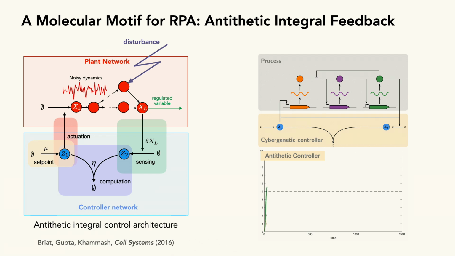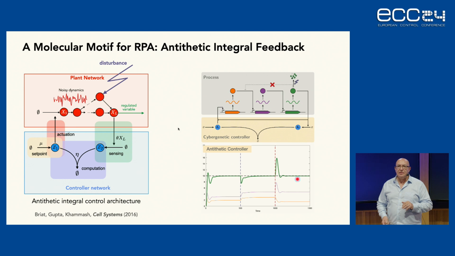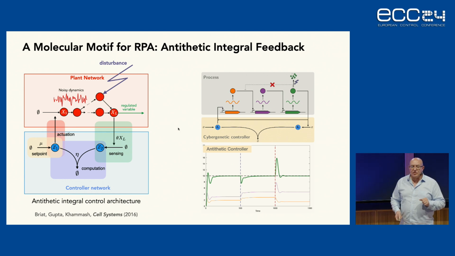I'm going to start the simulation here, and at time 500, I will introduce a constant disturbance in the form of a degradation. You see after a short transient, the output of interest goes back to the set point, which is 10. Then at time 1000, we just remove part of the network altogether. We remove this feedback loop and keep it off, and still the output of interest goes back to the set point. So you have perfect steady state tracking here.